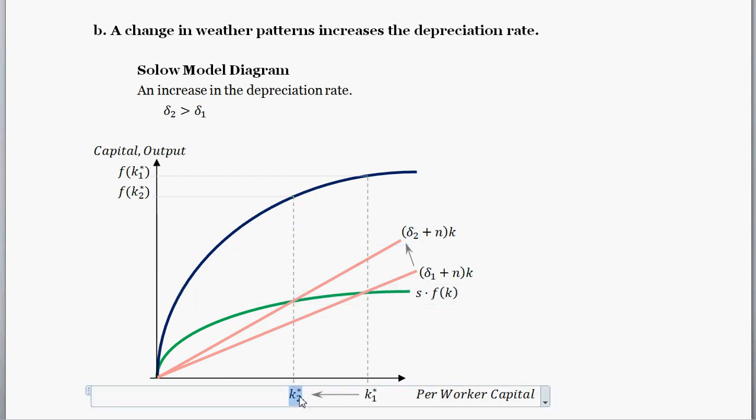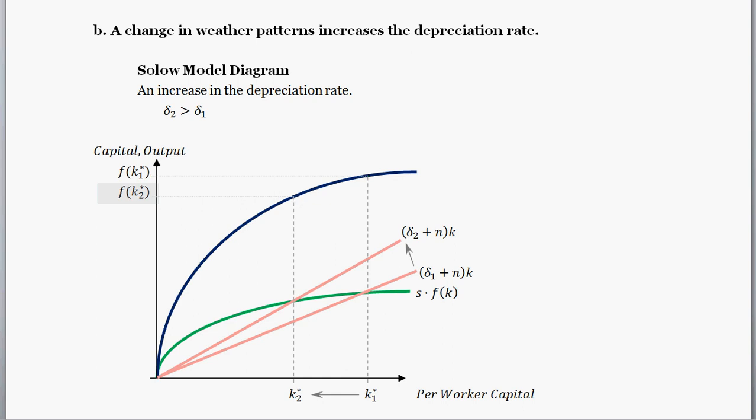capital. What does that imply for output per worker? Well, output per worker right here, it's a y star or f of k star. That's just a function of capital per worker. So if the steady state level of capital is decreased, then the steady state level of output per worker has also decreased. So we've decreased from f of k star 1 here to f of k star 2 here. So we were at this level of output per worker, and now we're at this level of output per worker.